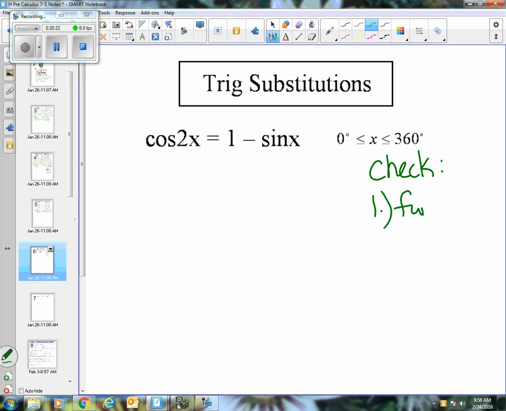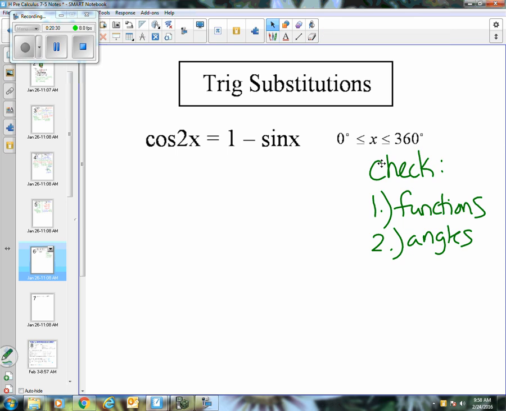I need you to check your functions. What functions are being used? And then I need you to check your angle measurements. What angles are being used when we solve? So in this one, when I check my functions, I see the function cosine and I see the function sine. Those are different. They're not like terms. I would not be able to put them together. Let's check our angles. I see a 2x and I see an x. Again, they are not the same. I would not be able to put them together.